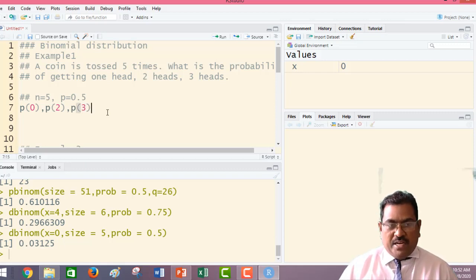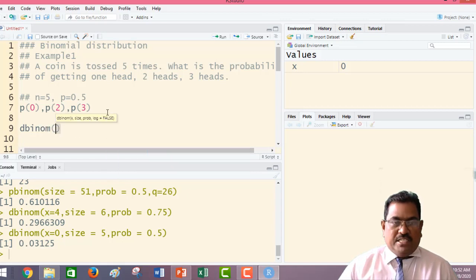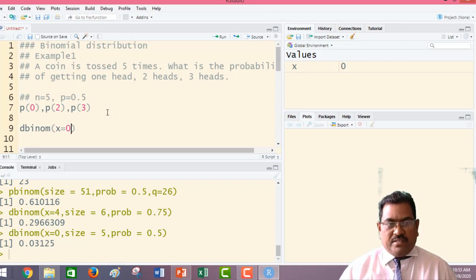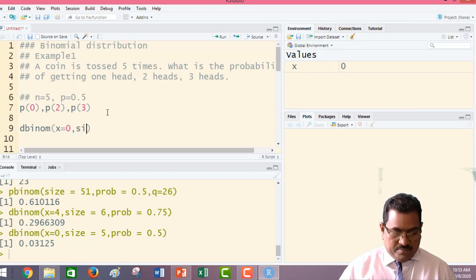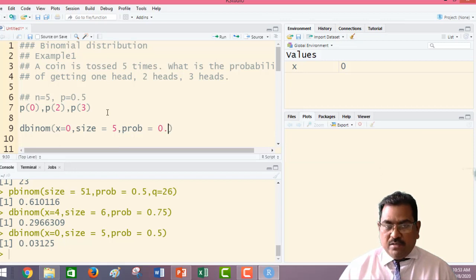You know how to calculate manually, or you can use Excel. Here we use the dbinom function, because we are calculating probabilities at a particular point. Here x equal to 0 heads, and size. Size is 5, because the coin is tossed 5 times, and probability equal to 0.5.